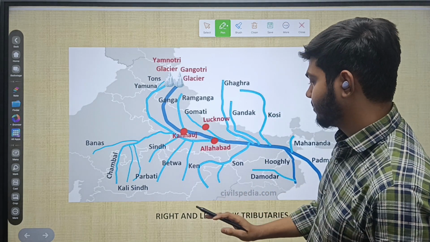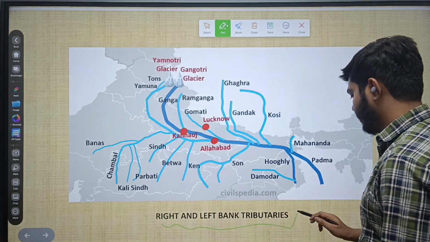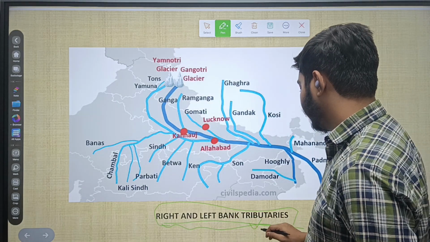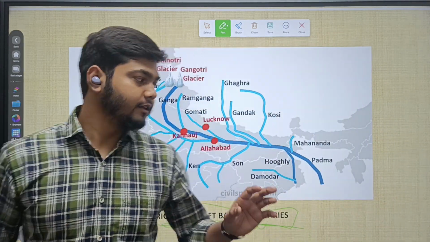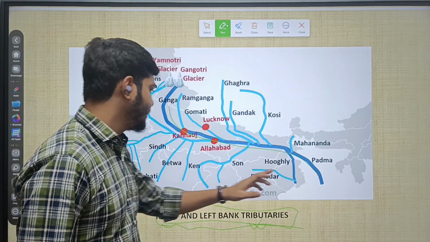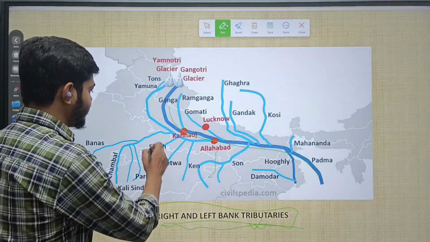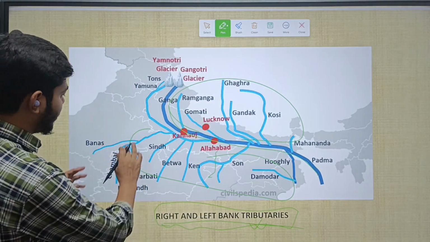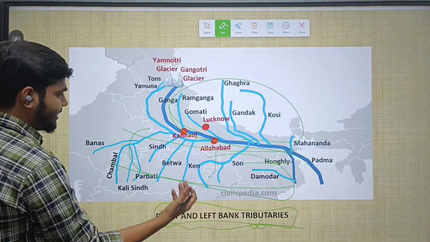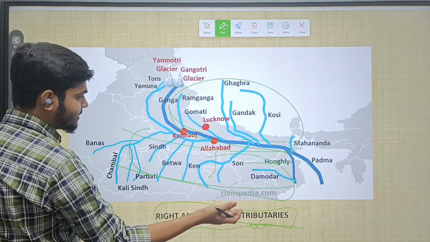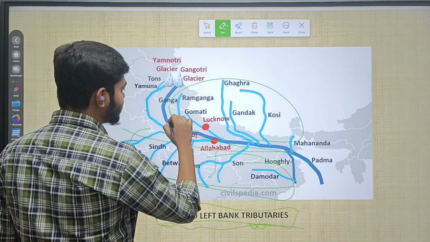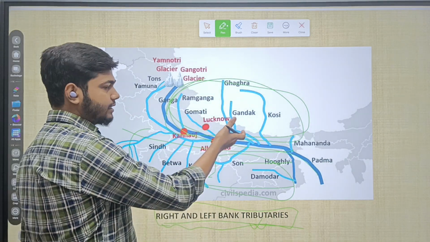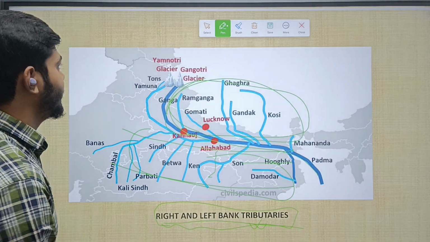Next slide. Before going to the next slide, first we will look at this point: right and left bank tributaries. If you can see in this picture, this is the Ganga, and this is the right side of the Ganga and this is the left side of the Ganga. So all these tributaries are referred to as right bank tributaries because they are on the right side of the Ganga river, and all these tributaries are referred to as left bank tributaries because they are on the left side of the Ganga river. Okay, I hope this is clear.